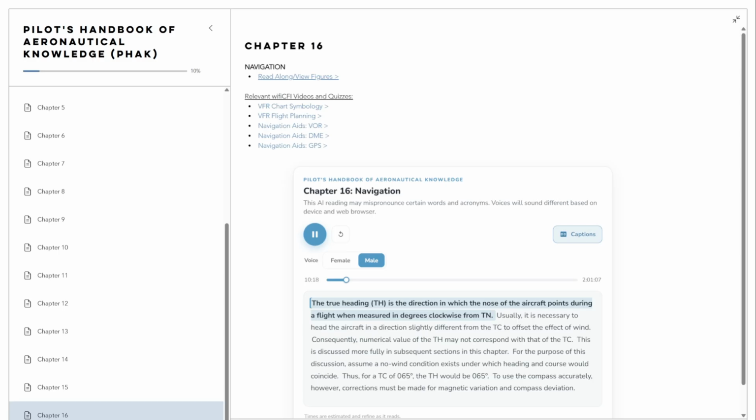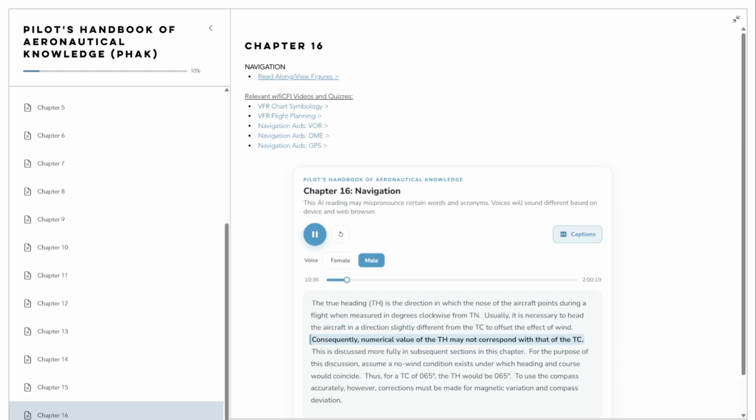The true heading, TH, is the direction in which the nose of the aircraft points during a flight when measured in degrees clockwise from TN. Usually, it is necessary to head the aircraft in a direction slightly different from the TC to offset the effect of wind. Consequently, the numerical value of the TH may not correspond with that of the TC. This is discussed more fully in subsequent sections in this chapter. For the purpose of this discussion, assume a no-wind condition exists under which heading and course would coincide. Thus, for a TC of 065 degrees, the TH would be 065 degrees.